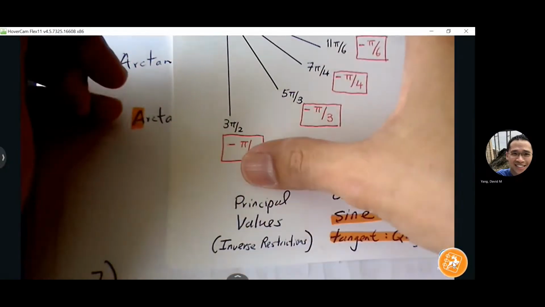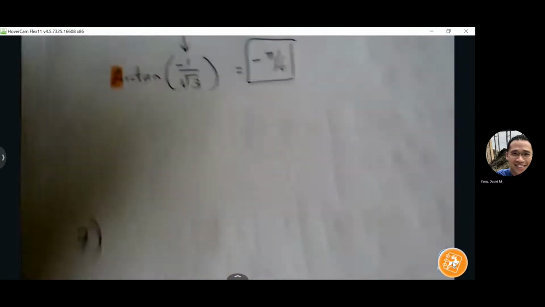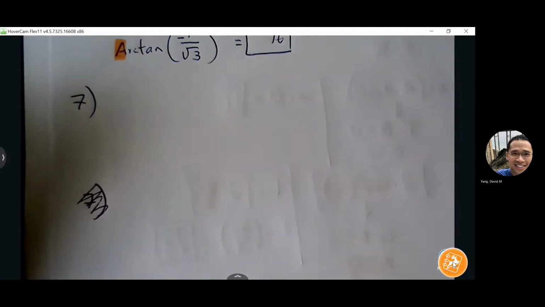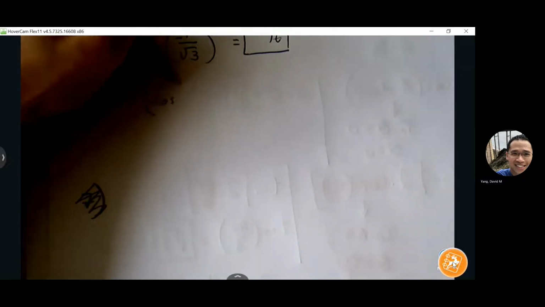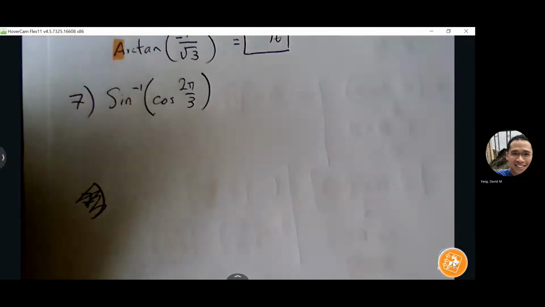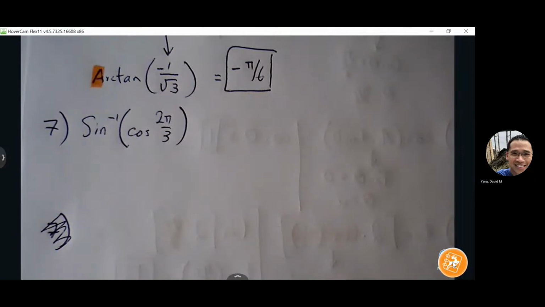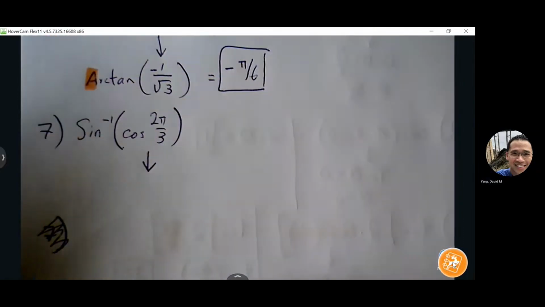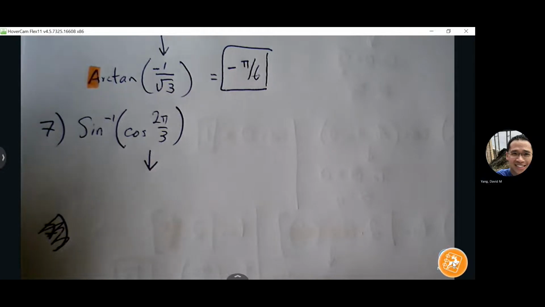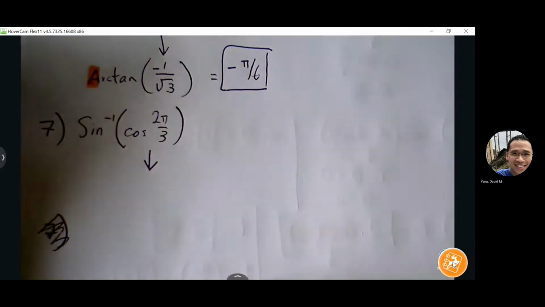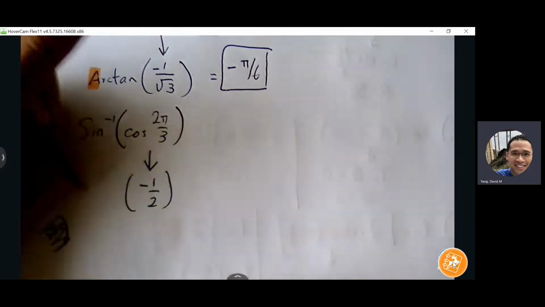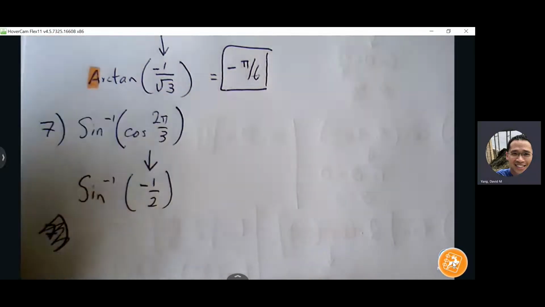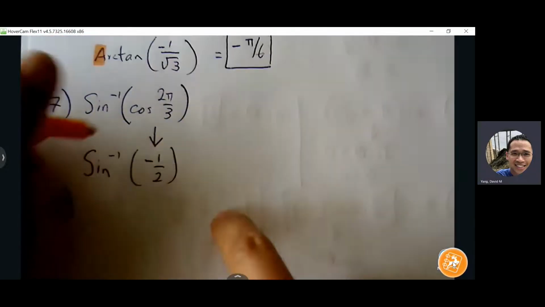Okay, number 7. Cosine of 2 pi over 3 first. What's cosine of 2 pi over 3? -1 over 2. So now we're going to do inverse sine of -1 over 2. Now notice this uppercase S here.